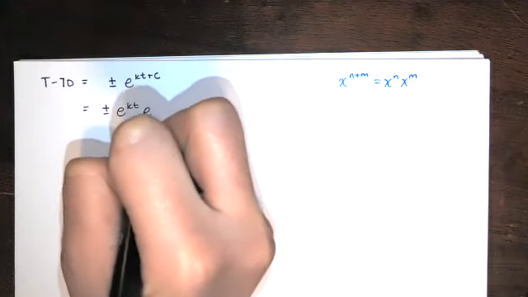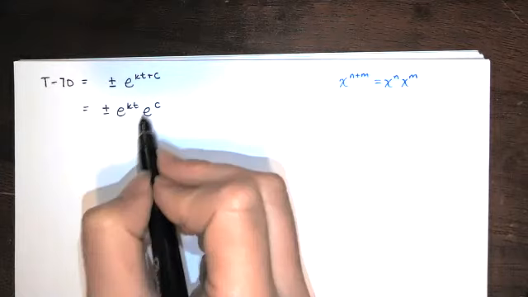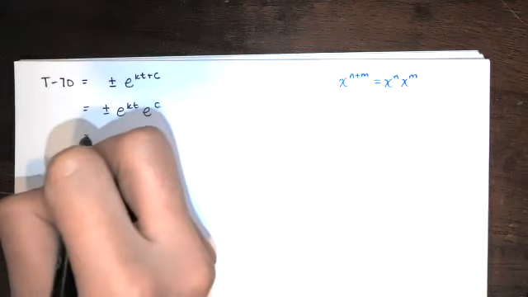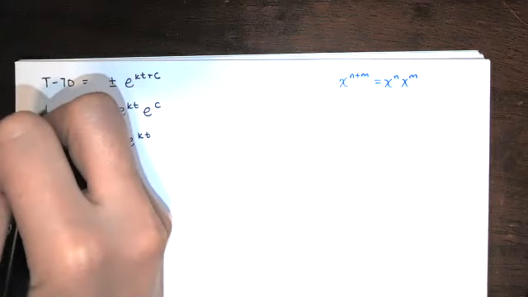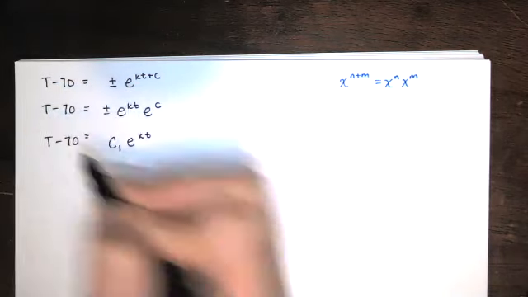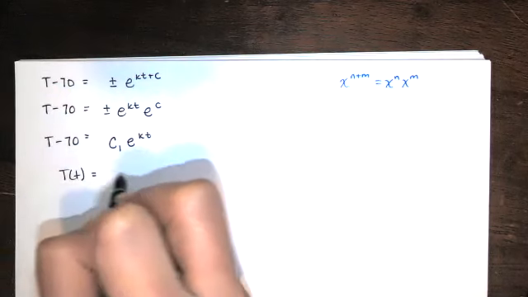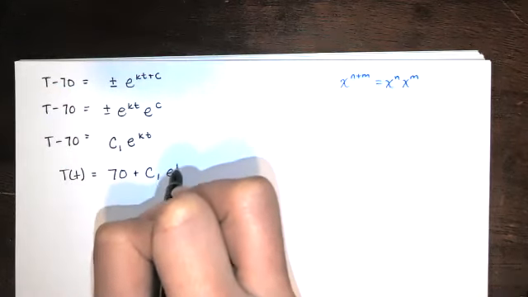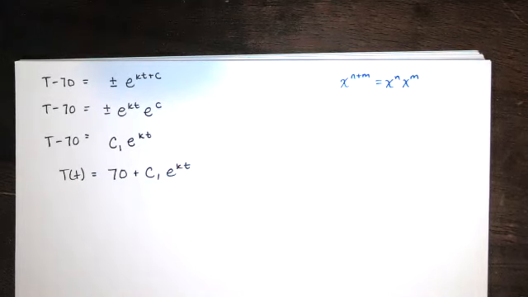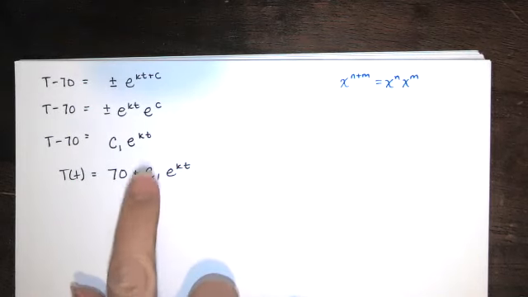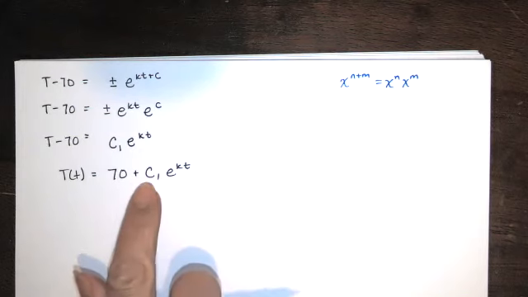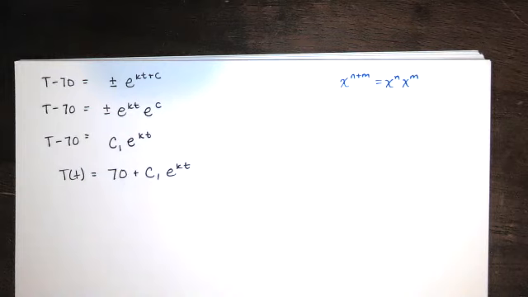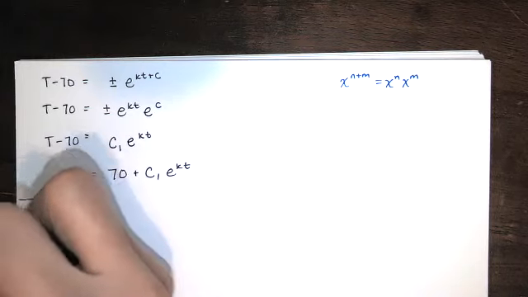We'll have e to the kt times e to the c. e to a constant power is just another constant, plus or minus. That constant is just another constant, a third constant. So we'll just call that C1 times e to the kt. And that's equal to T minus 70. And then if I want to get T by itself, I just add 70 to both sides. Okay, so we just did a bunch of algebra to solve for T, but it has two arbitrary constants in it. We will use one of our conditions to find either C1 or k, and then we'll use the other one to find the other one. So that's the plan.